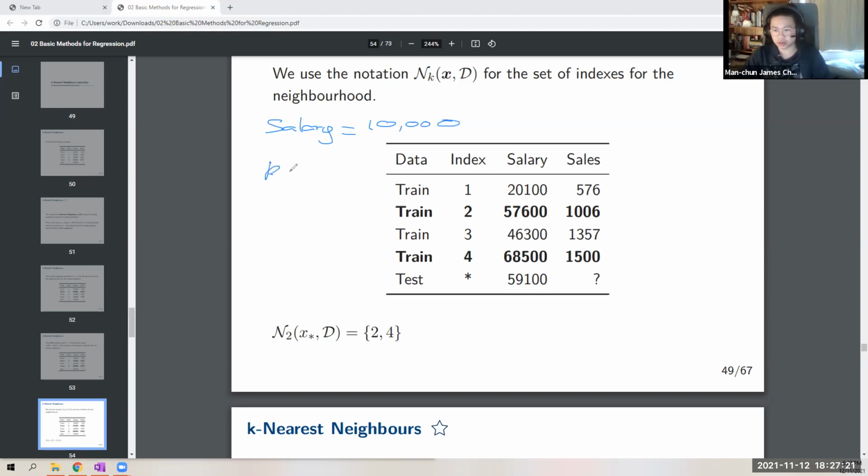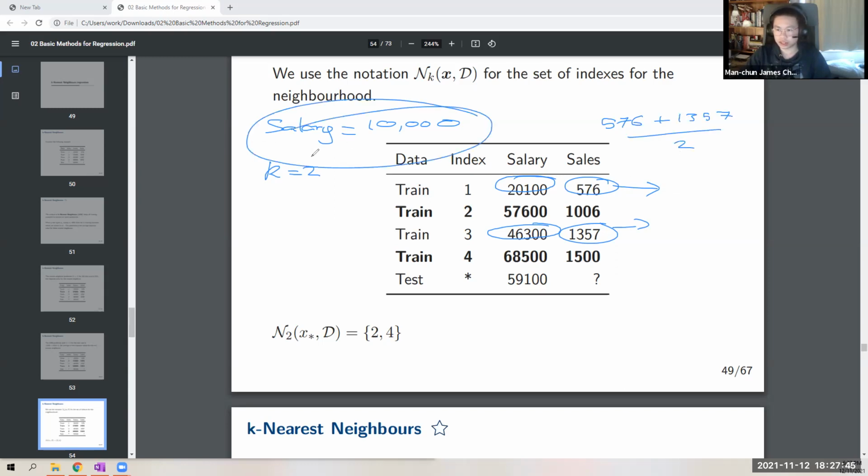Let's say k is equal to 2. So we look at our 2 closest neighbors. That will be this one here, and that will be this one here. Those are the 2 closest to us. Then we take the average of this one and this one, so our prediction would be 576 plus 1357, divided by 2.